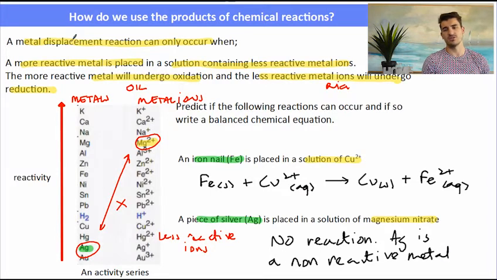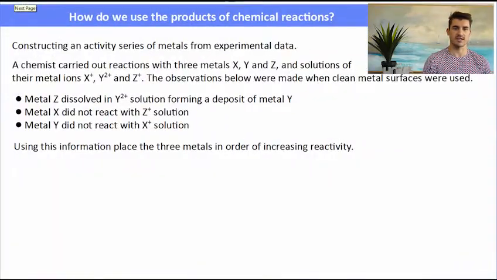Okay, the final thing we need to do in this video is to construct an activity series from some experimental data. Now, a chemist carried out reactions with three metals, X, Y, and Z, and solutions of their metal ions, X+, Y2+, and Z+. They made some observations below. Metal Z dissolved in Y2+ solution to form a deposit of metal Y. Metal X did not react with Z, and metal Y did not react with X. Using this information, place the three metals in order of increasing reactivity.